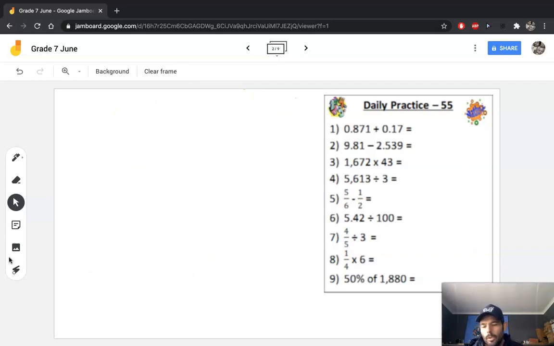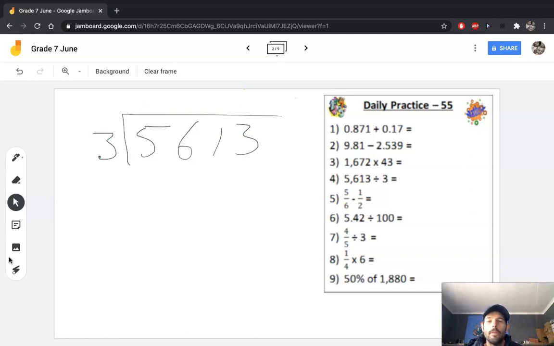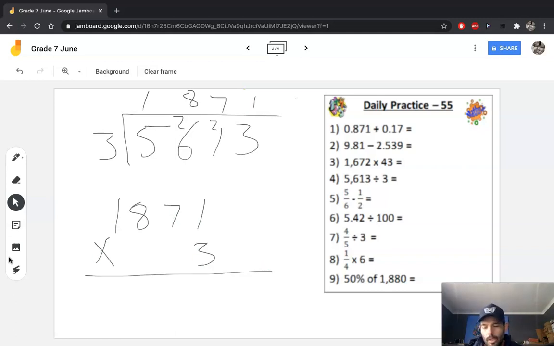Question 4 is a short division. Okay, so we'll say 5,613 divided by 3. Okay, so a short division, I'm only dividing by a single digit. And 3 goes into 26 8 times with 2 left over. And you're going to have 1,871. But remember to check. We need to multiply the answer by the divisor. And we should end up with 5,613.